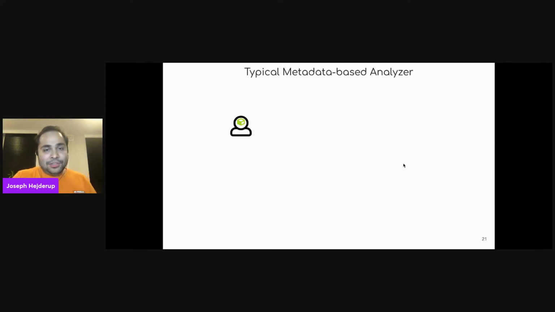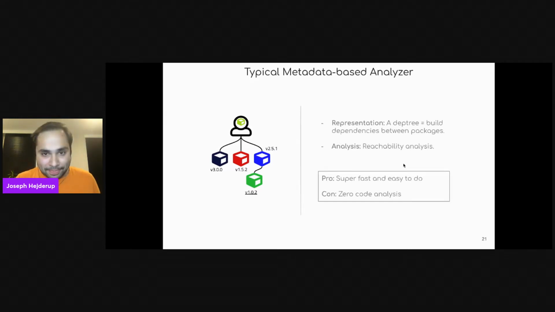To understand what I'm talking about when it comes to metadata-based analyzers versus static analysis: we have the project, and when you resolve, you get your direct dependencies, and they usually are versioned as well. And then you also, of course, have the transitive dependencies. In general, the representation is a dependency tree, which represents build dependencies between packages in your project. And the usual analysis is some kind of reachability analysis.